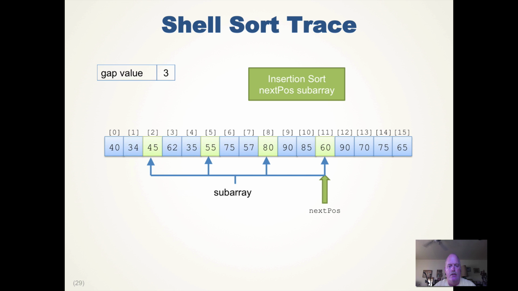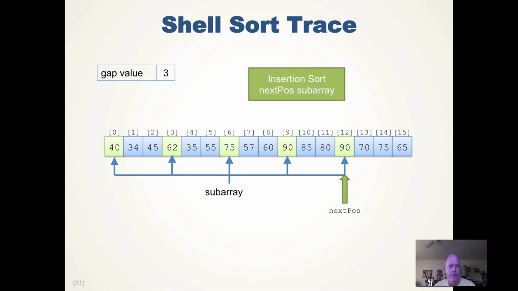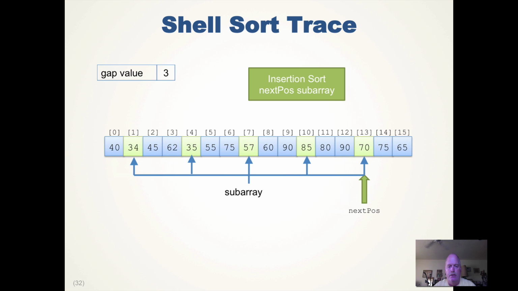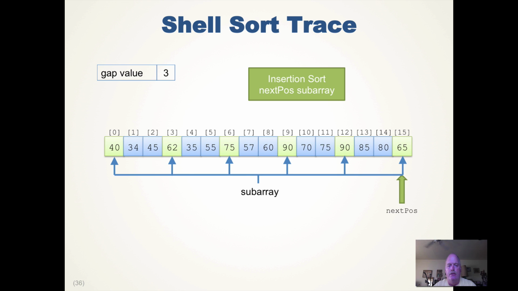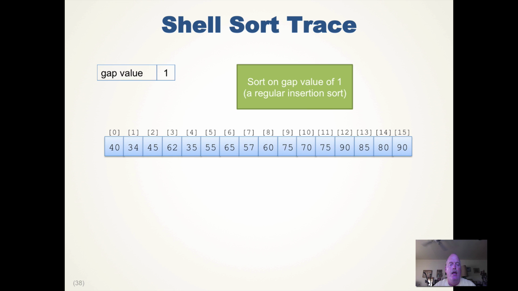The subarray is sorted, and we have to insert the 60. 90 is in the right place, we're going to insert our 70, we're going to insert our 75, and then we're going to insert our 65. And now we've considered all the subarrays with gap of 3. And so now we go to a gap value of 1.